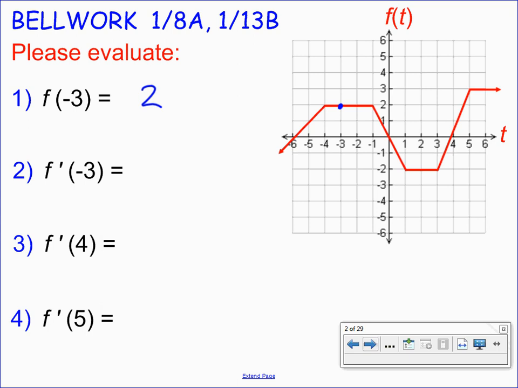Kobe? 0. Raise your hand if you have the same as Kobe. 0 is the slope of the tangent to the curve at x equals -3. The slope there is 0 because it's a part of a horizontal line segment there. Good. f prime of 4 then, right?